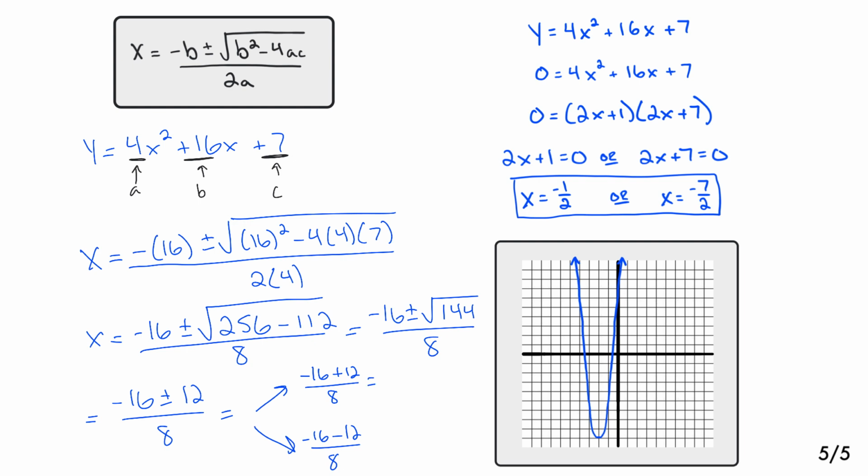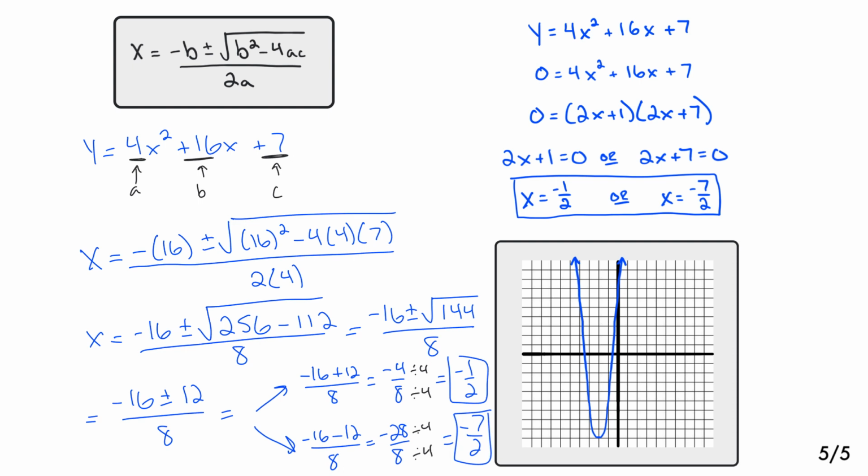-16 plus 12 is -4. -16 minus 12 is -28. Both of those are reducible fractions. They're both divisible by 4 for the first one, and they're both divisible by 4 for the second one. And that is equal to -1/2, -7/2. Those would be my solutions.